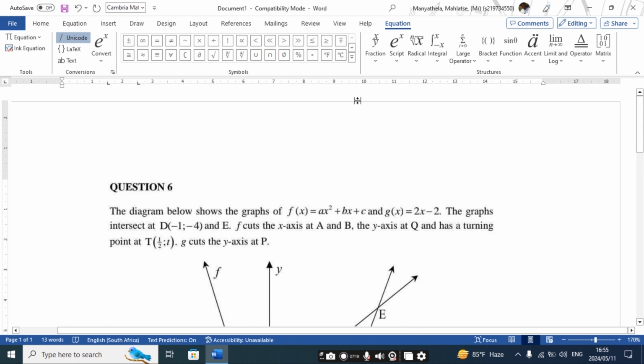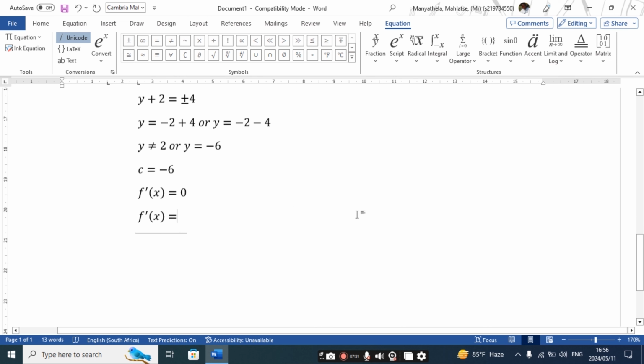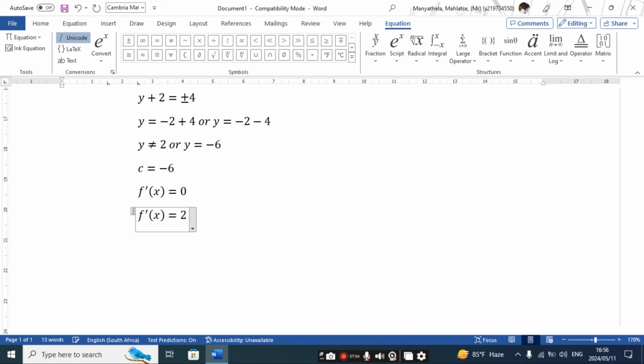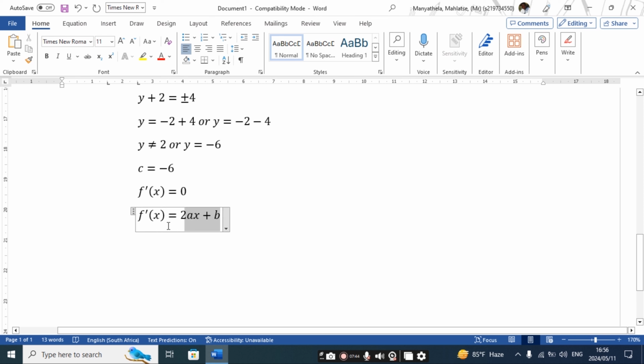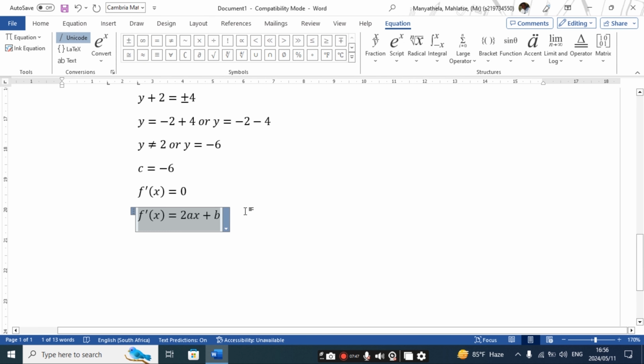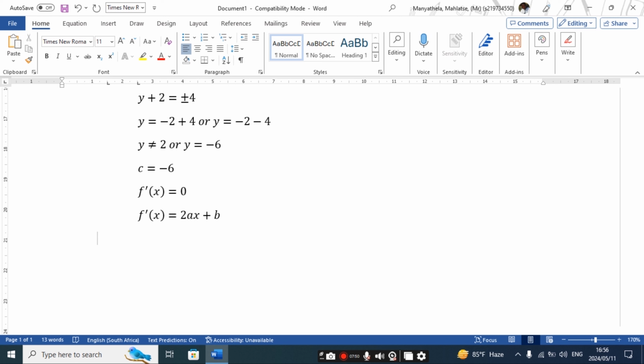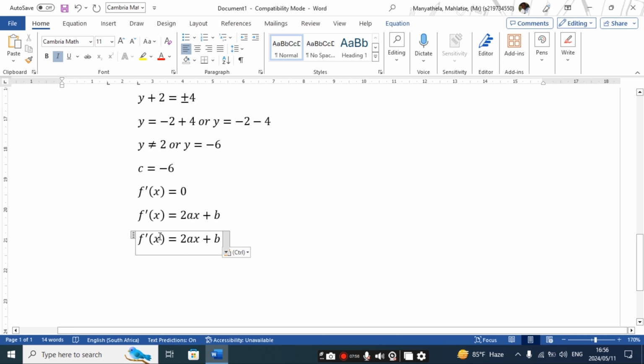will be equal to, we're going to derive ax squared, which will be 2ax, and then also derive bx, which will be b, and then the derivative of a constant is 0. So this will be 2ax plus b. But then from here, we are going to say the derivative when x is equal to 1 over 2 is 0. So that's what we must do.